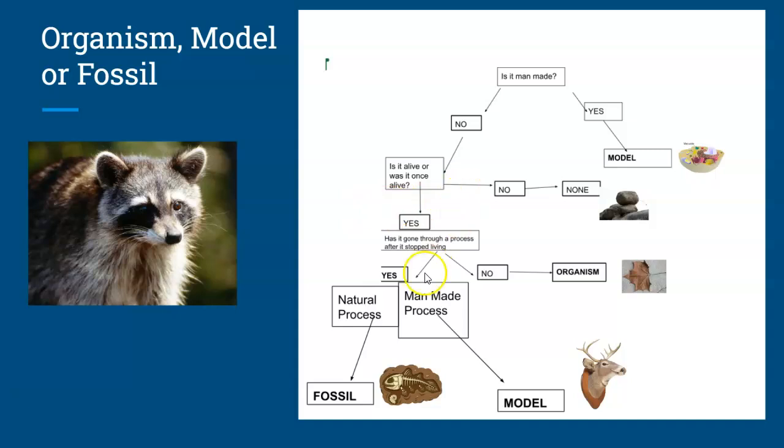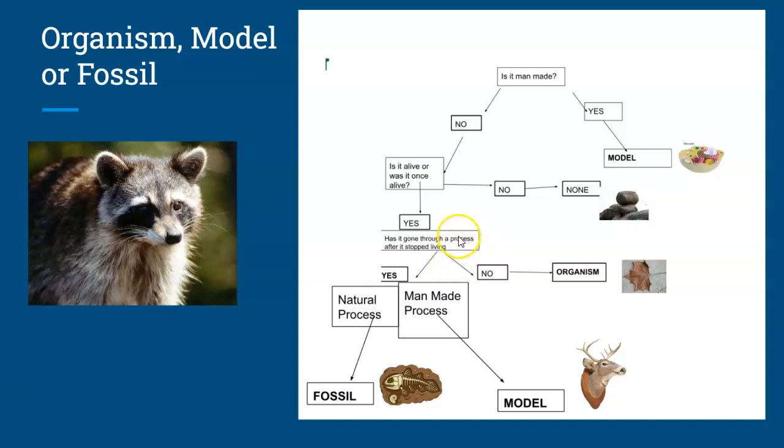But the raccoon is alive. Has it gone through a process after it stopped living? Well, it's still alive, so no. So if no, then it's an organism. If it was once alive or is alive, and it hasn't gone through a process, it's an organism, like the dead leaf or the raccoon.